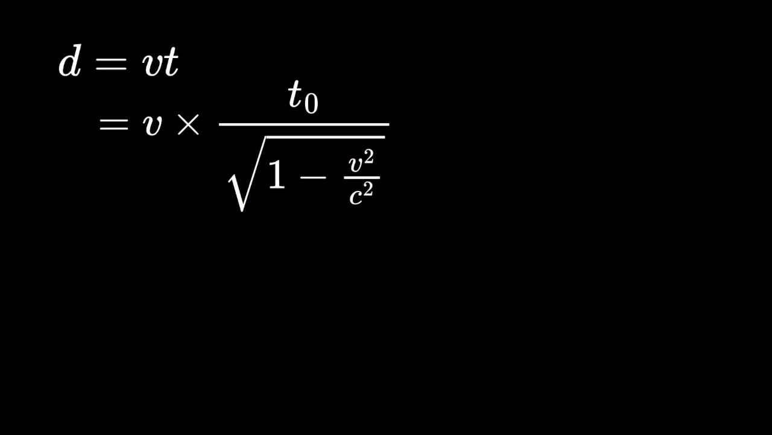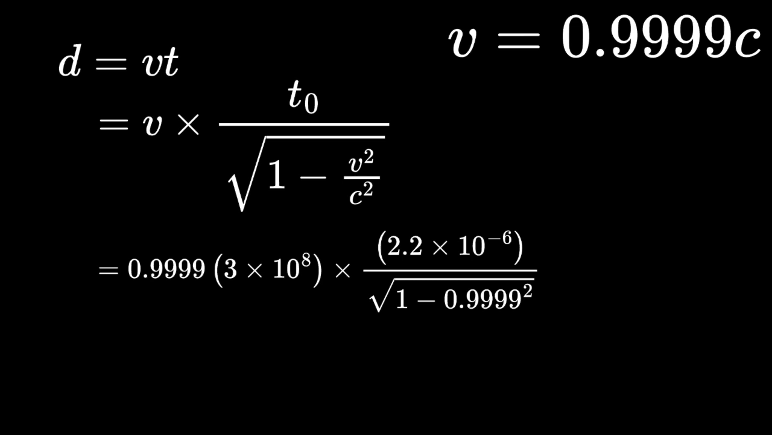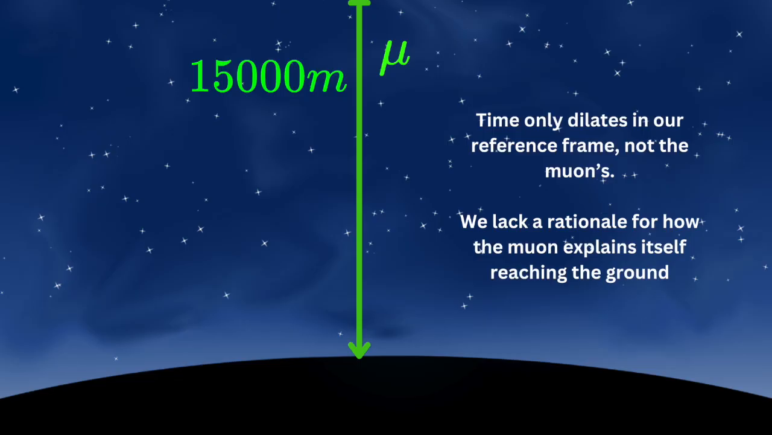We can show this mathematically using our time dilation expression. If the muon is traveling at 99.99% the speed of light, 0.9999c, then the distance it covers is given by this expression, which gives a value much greater than 15,000 meters. So, if the muon is traveling close to the speed of light, it will travel sufficient distance to reach the ground. But there is one thing we have not considered, that of the muon's reference frame. Relative to the muon, time isn't dilated, so we lack an explanation as to how it can reach the ground. That brings us back to square one.